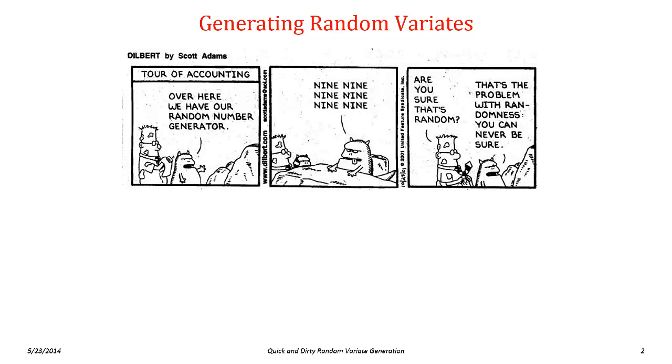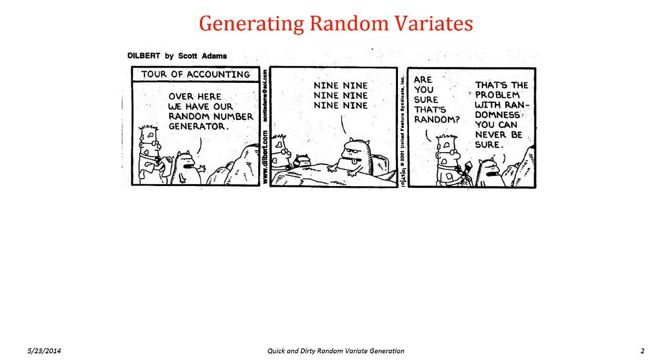I like to start out with this Dilbert cartoon, one of my very favorite Dilbert cartoons, by the way, where Dilbert is taking a tour of the accounting department, looking at their random number generator, which is of course generating the numbers 999, 999. Dilbert then questions the randomness here, and the monster says, well, that's the problem with randomness, you can never be sure.